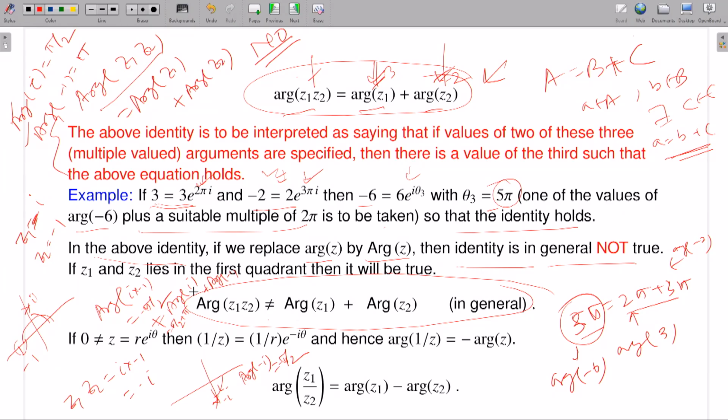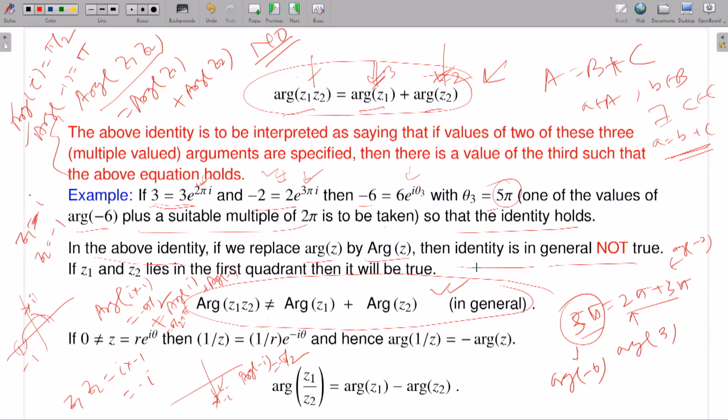So I have an example of two complex numbers Z1 and Z2. Z1 is i, Z2 is minus 1. Z1 times Z2 is minus i. The principal argument of minus i is minus pi by 2, which is not equal to the principal argument of i plus the principal argument of minus 1, which is the same as pi by 2 plus pi.